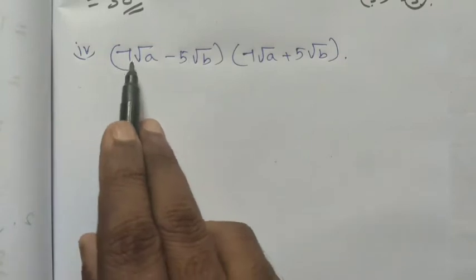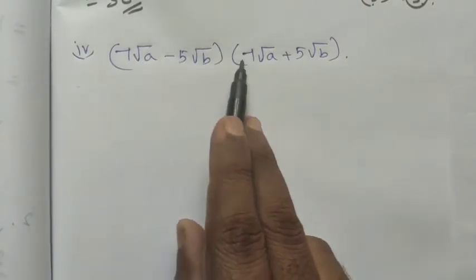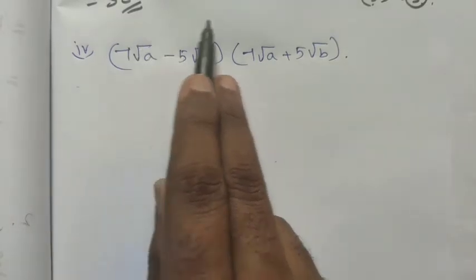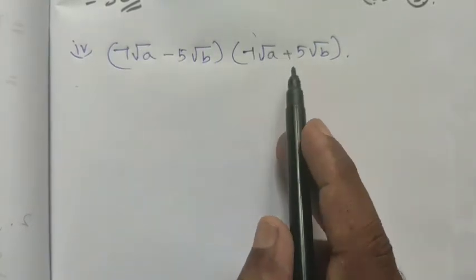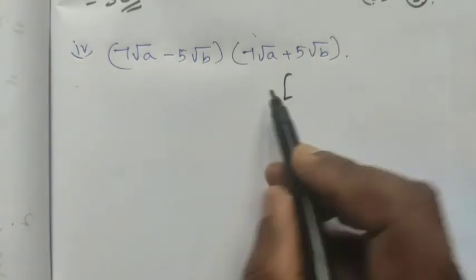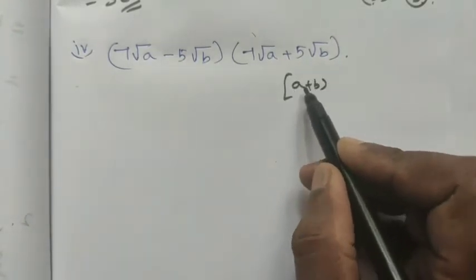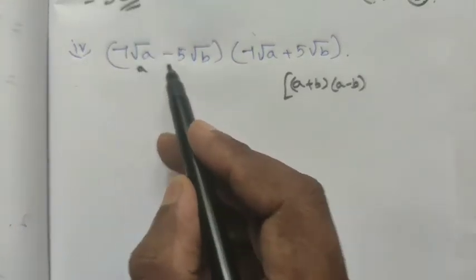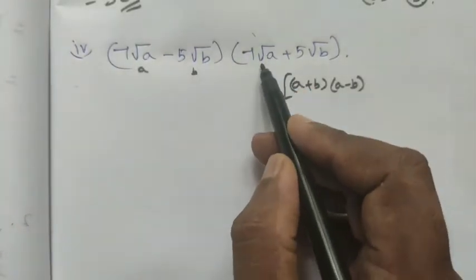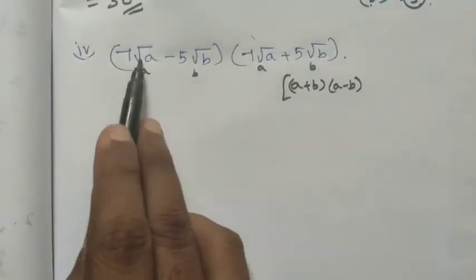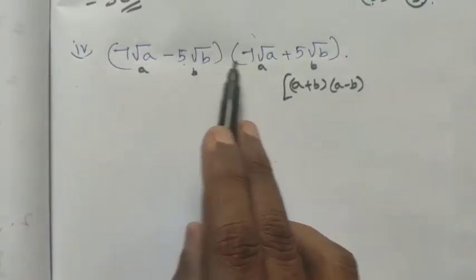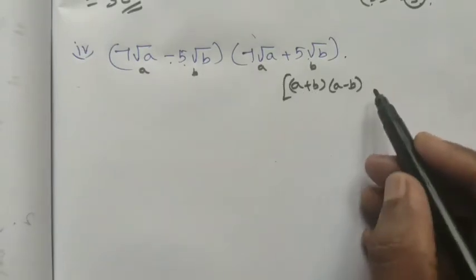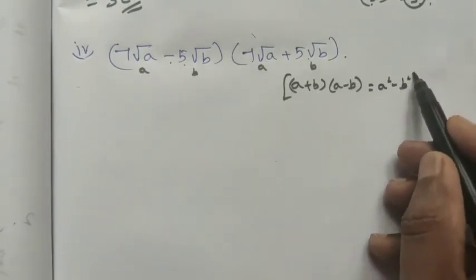Next, the fourth problem: 7 root a minus 5 root b into 7 root a plus 5 root b. Here we have the formula, binomial into binomial form. Either you can multiply directly or otherwise. Let's see this. a plus b into a minus b. Imagine this is a, this is b. The same values: 7 root a, here also 7 root a, 5 root b, here also 5 root b. We have the symbols plus and minus. a plus b, a minus b is equal to a square minus b square.